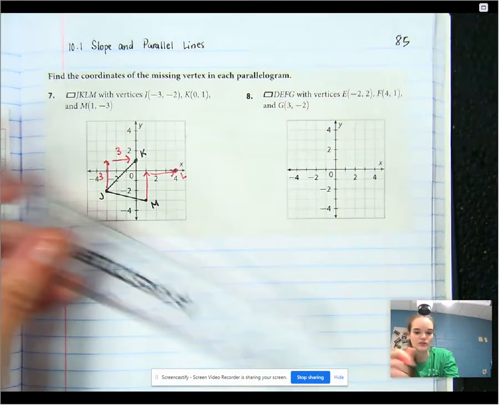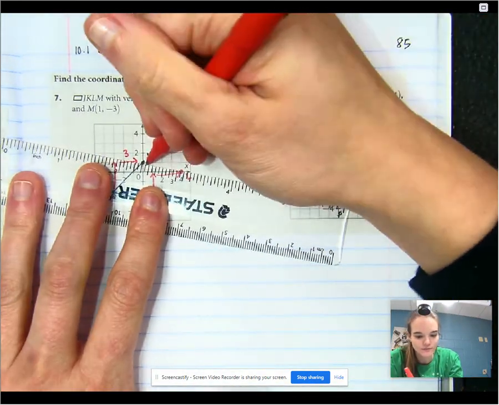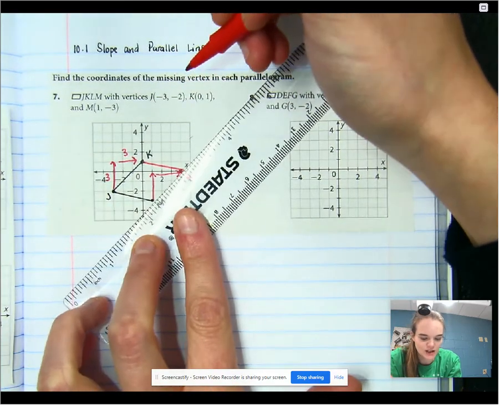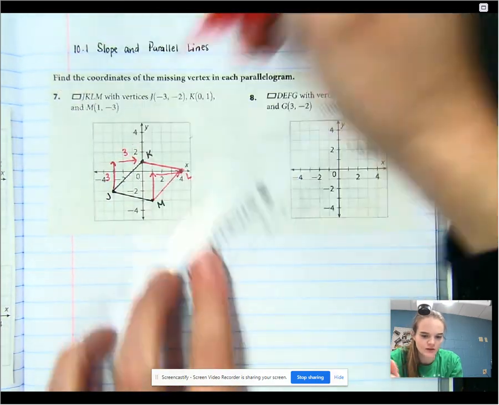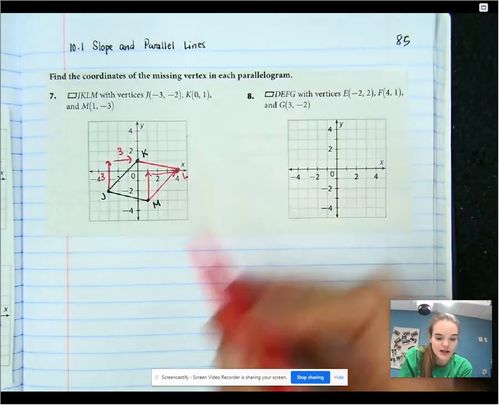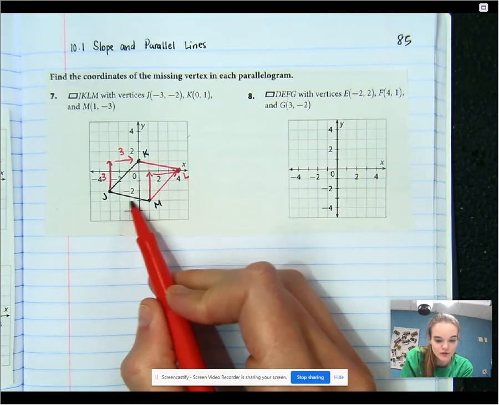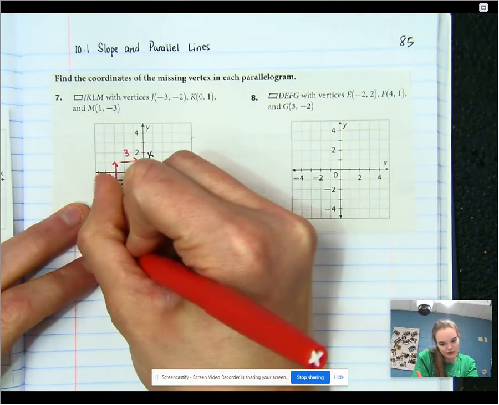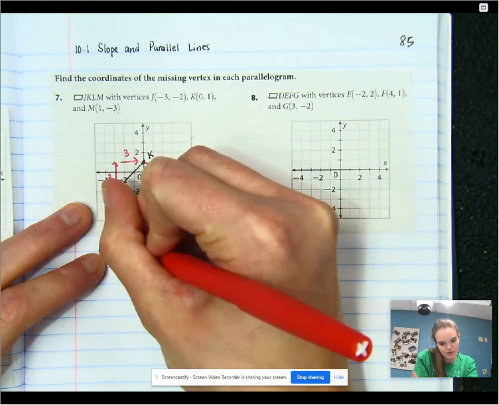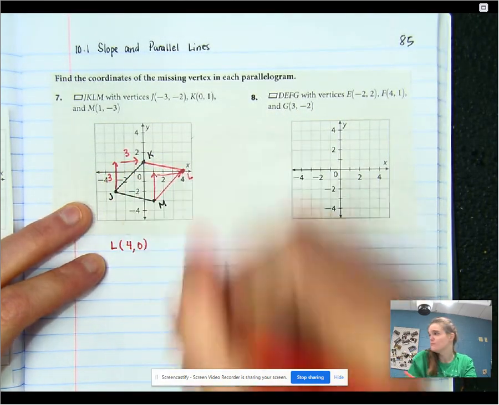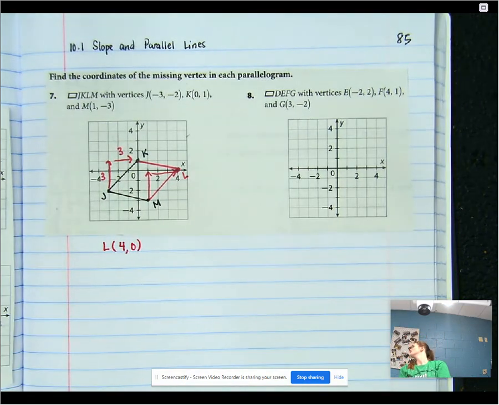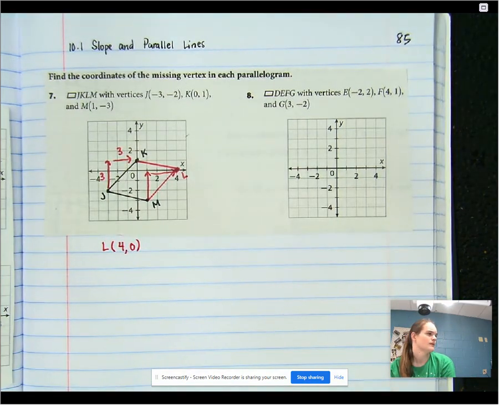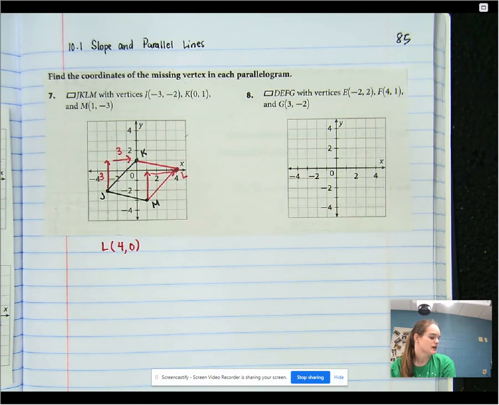We're going to draw this. Does this look like a parallelogram? We could check by checking the other slope. So we're thinking L should be here. Let's check the slope. This one is down 1 over 4. Down 1 over 4. I have done it correctly. That means my answer is L is located at 4, 0. Okay. Graph number 8 and see if you can find the missing vertex.